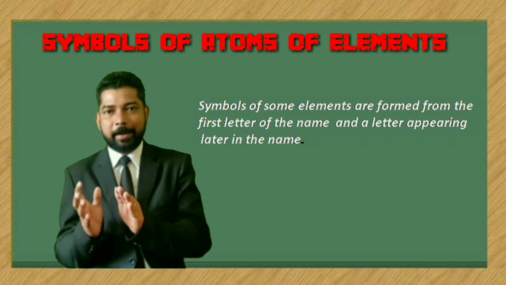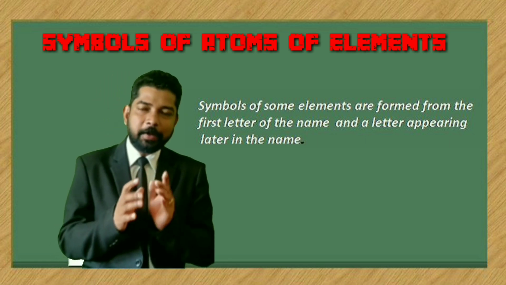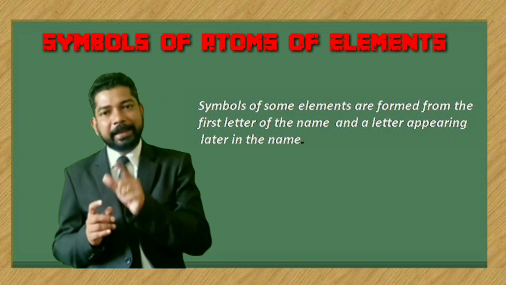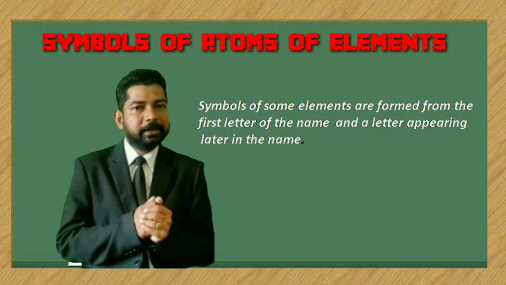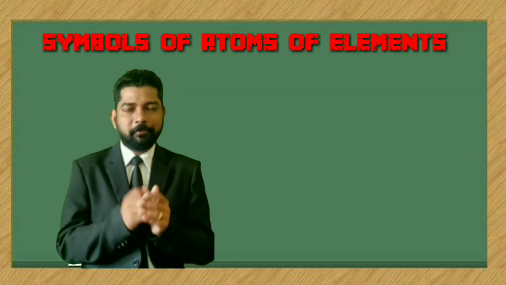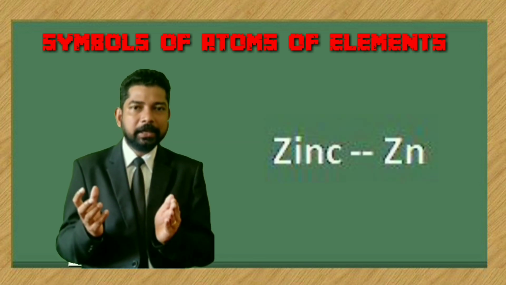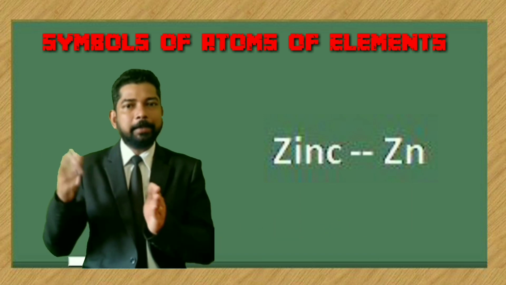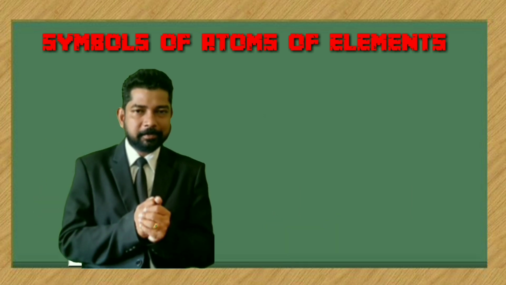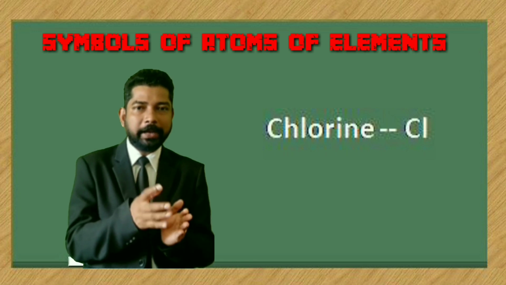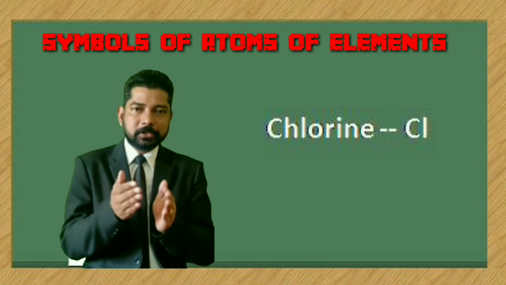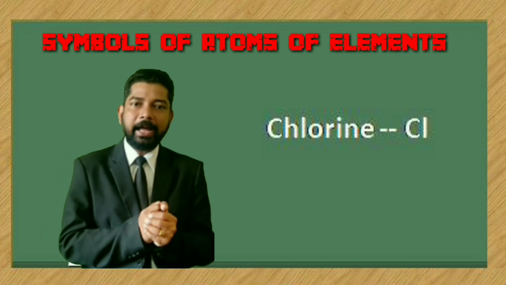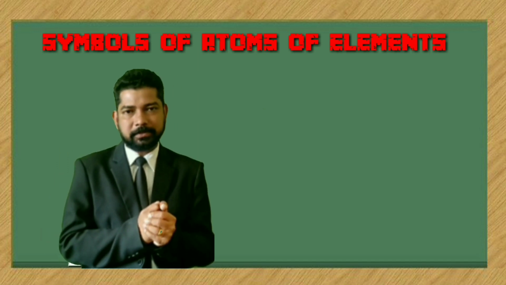Symbols of some other elements are derived from the first letter and a letter that comes later in their names. For example, zinc. The symbol of zinc is Zn. So n comes later in the name. And the symbol of chlorine is Cl. So C is the first letter and l comes later in the name.